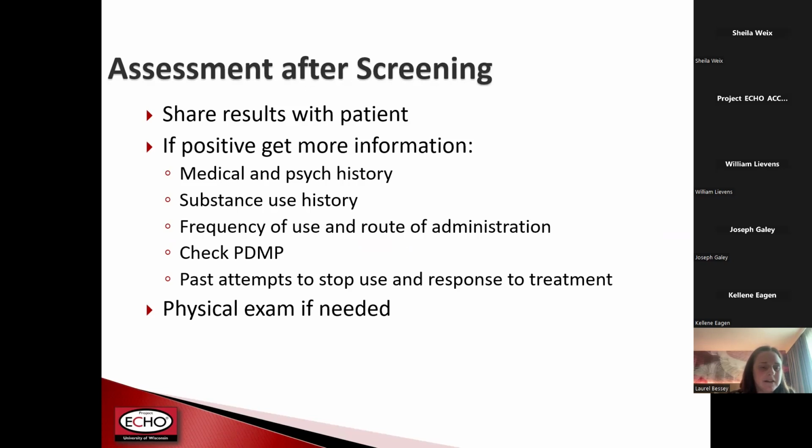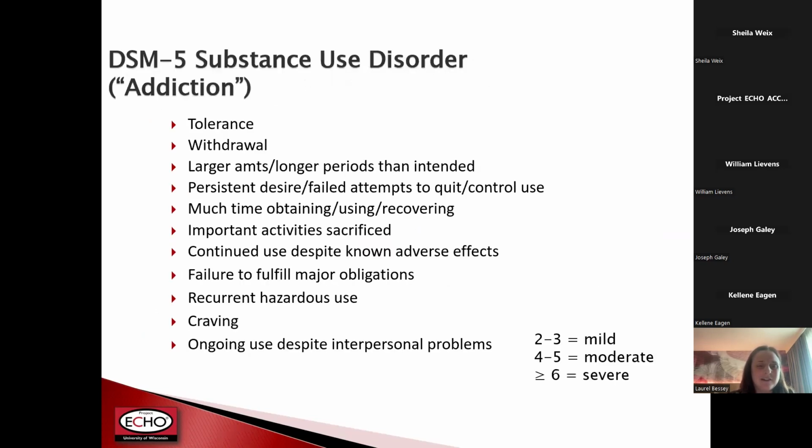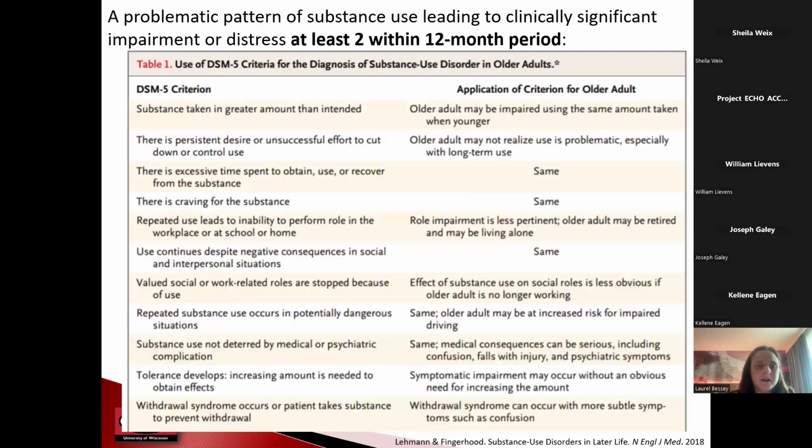All right, next slide. And I know I'm going through a lot pretty quickly. So this is just a reminder of the DSM-5 criteria for substance use disorder. And if you want to go to the next slide, Nada. For older adults, one paper proposed a little bit different application of some of these criteria that I find to be really helpful. So this table shows the DSM criterion and then how the application might be different for an older adult.